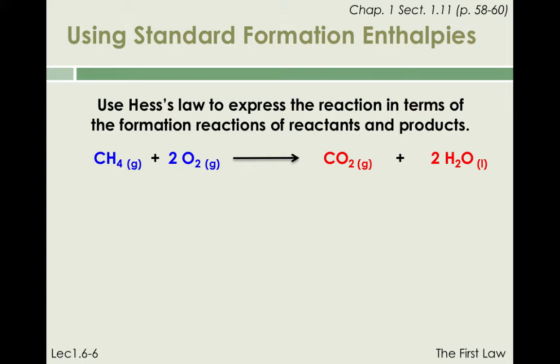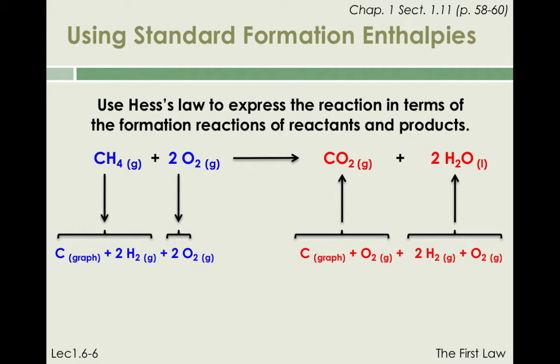We see that the formation of 1 mole of methane requires 1 mole of carbon solid graphite and 2 moles of molecular hydrogen gas. O2 is already in the molecular oxygen gas form associated with its reference state. The formation of 1 mole of CO2 gas, as discussed above, requires the combination of 1 mole of carbon solid graphite and 1 mole of molecular oxygen gas. Finally, the formation of 2 moles of water liquid requires the combination of 2 moles of hydrogen gas and 1 mole of oxygen gas.